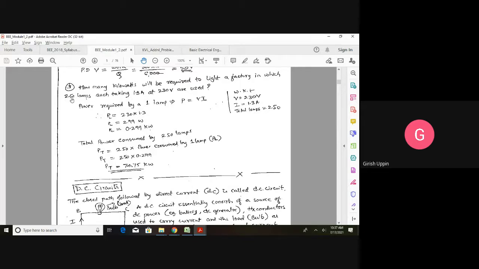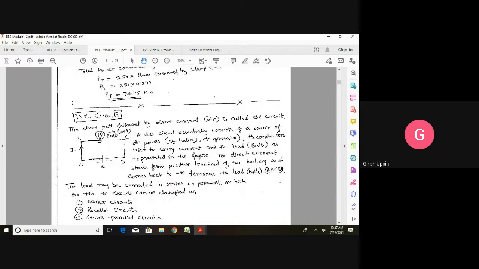How many lamps do we have? 250 lamps. What would be the total power taken? 250 into the power consumed by one lamp. That is 250 into 0.299. We get 74.75 kilowatt power required to light 250 lamps.